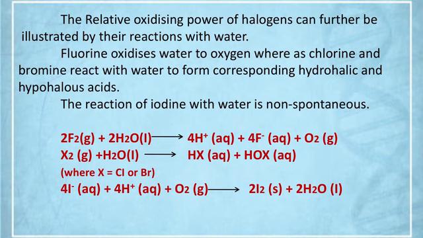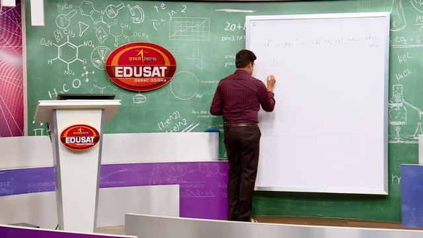The relative oxidizing power of halogens can further be illustrated by their reaction with water. See, fluorine reacts with water and oxidizes water to oxygen gas. The reaction is displayed on your TV screen. Fluorine reacts with water and oxidizes water to oxygen. And how do chlorine and bromine react with water?